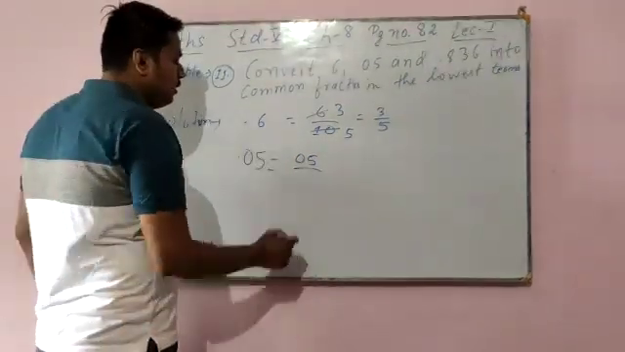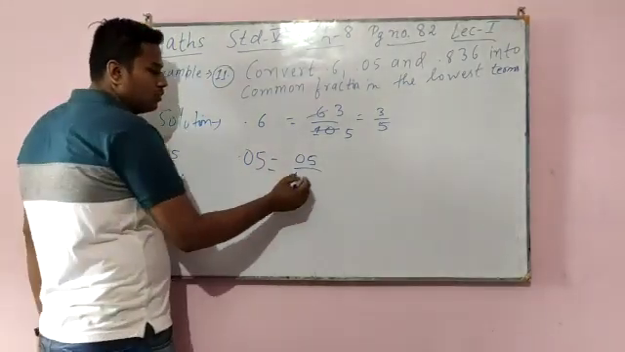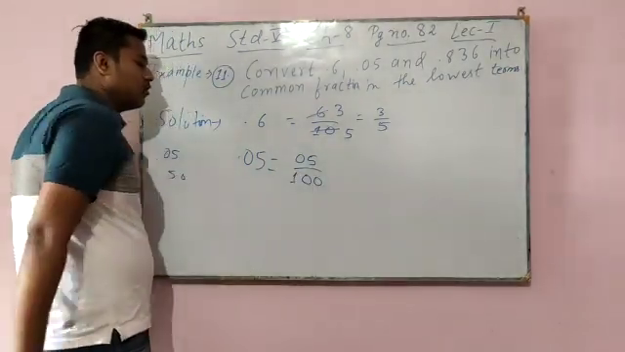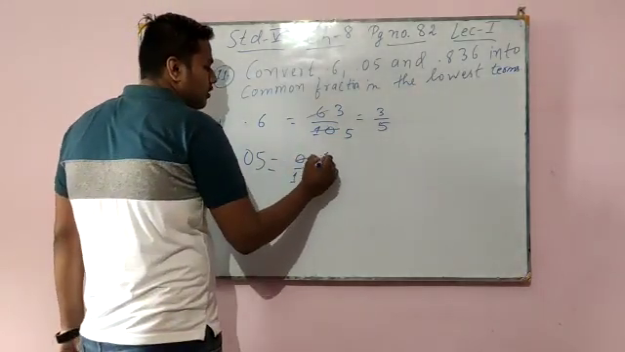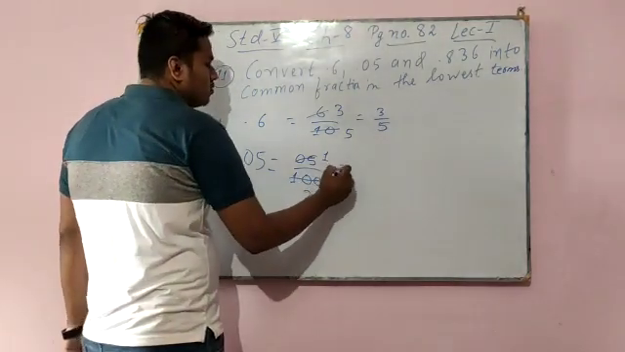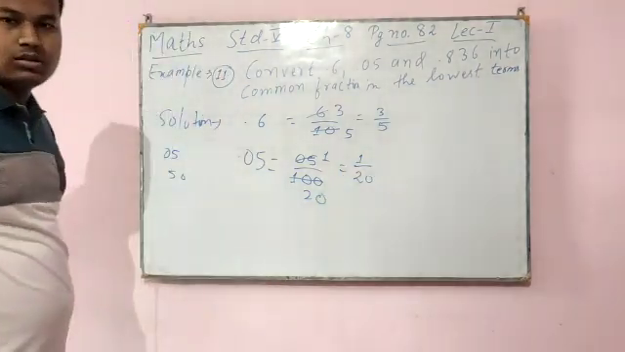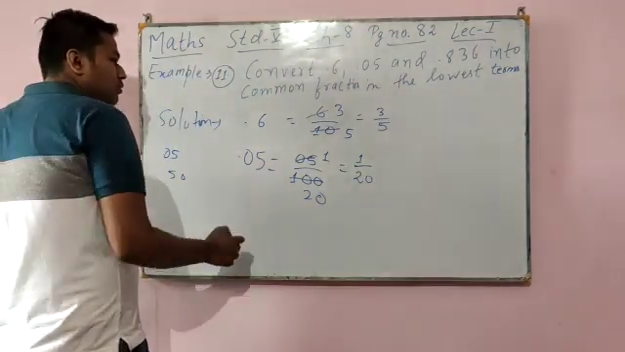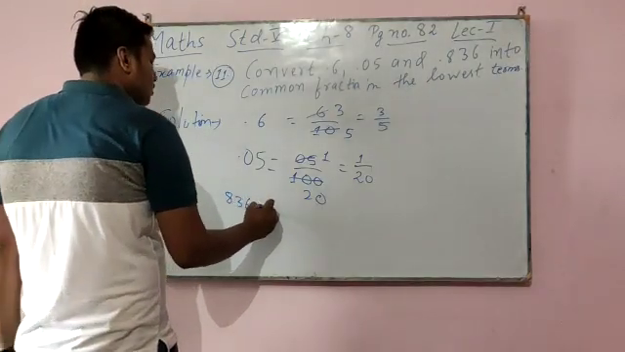See, decimal we will take as 1. After the decimal, how many numbers are there? 2 numbers, so 2 0. Now try to cross it in the same table. So 5 times 1 is 5 and 5 times 20 is 100. So the answer will be 1 by 20. Okay. Now come to the next decimal, 836.